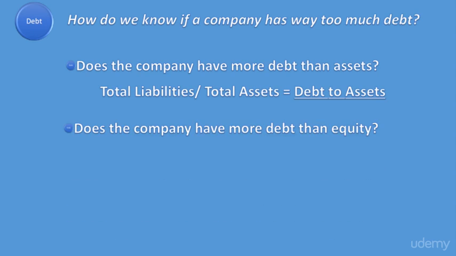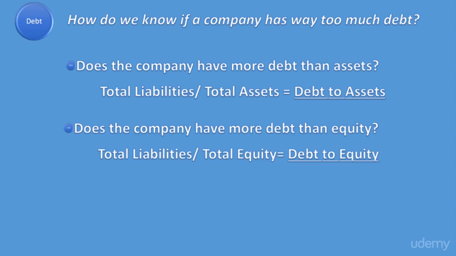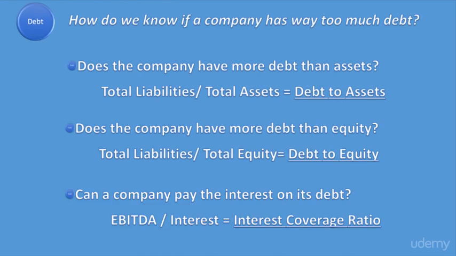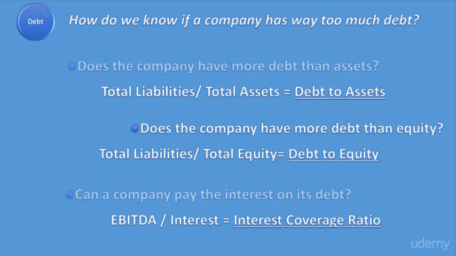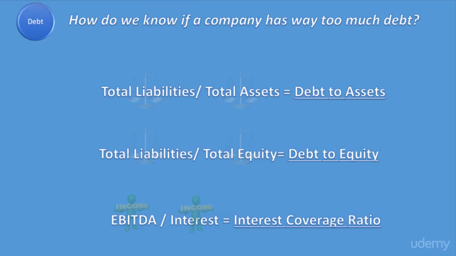Also, does the company have more debt than equity? That's a pretty important one. That's total liabilities divided by total equity, debt to equity. And the last one is, can a company pay the interest on its debt? This one's crucial. This is called the interest coverage ratio, EBITDA divided by interest. And you want EBITDA to be many, many times bigger than interest. Otherwise, banks get really worried that you can't pay the interest on your debt. These formulas use the balance sheet and the income statement.